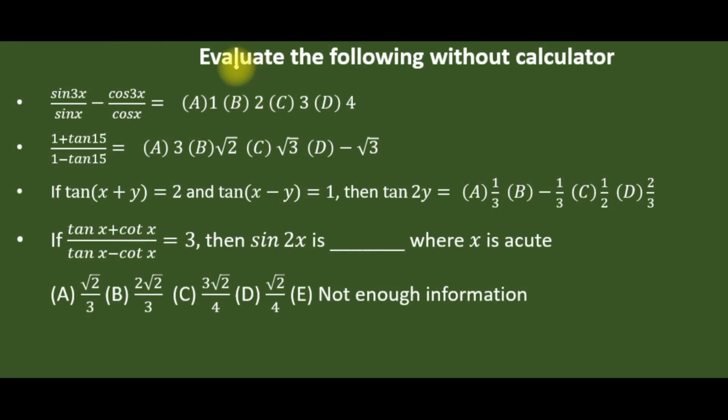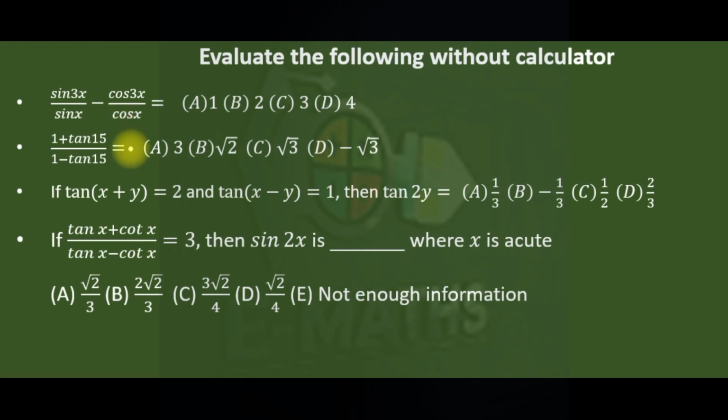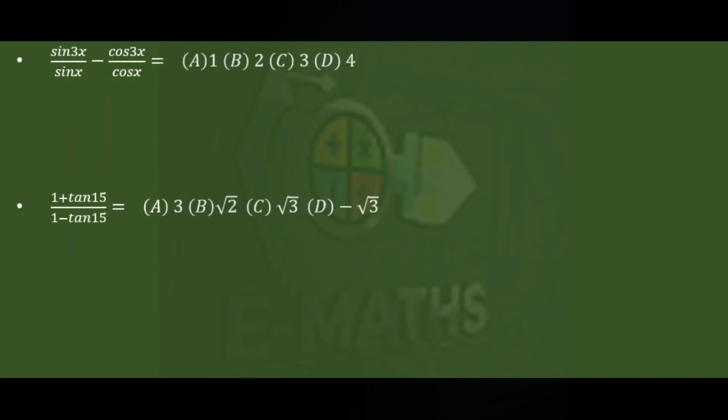We are given this question. We are asked to evaluate the following without a calculator. So we're not going to use a calculator, and we can solve it. Let's solve the first one. So they said this: that's sine 3x over sine x minus that.